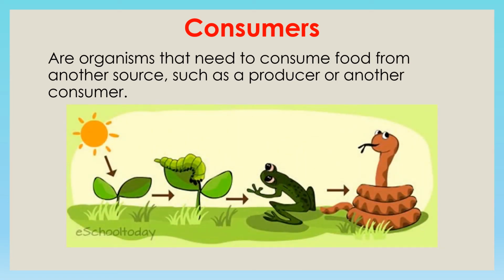So as you can see here, examples of these consumers are a caterpillar, frog, and a snake. So everything that I've stated follows a cycle. So when we say cycle, it goes back. It goes back to the earth. So how does this happen?